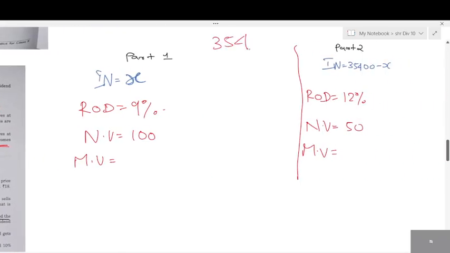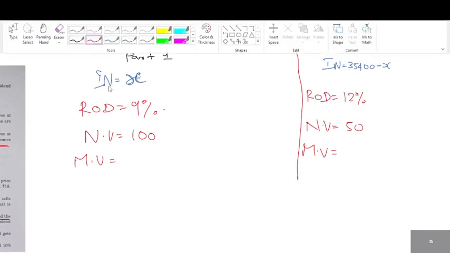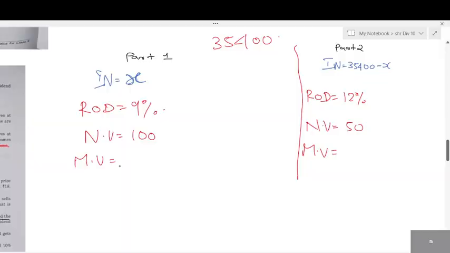35,000, number of shares. How do you calculate number of shares? Number of shares is in which formula? Your investment is given. What is investment? X is equal to market value. Yes, find market value.